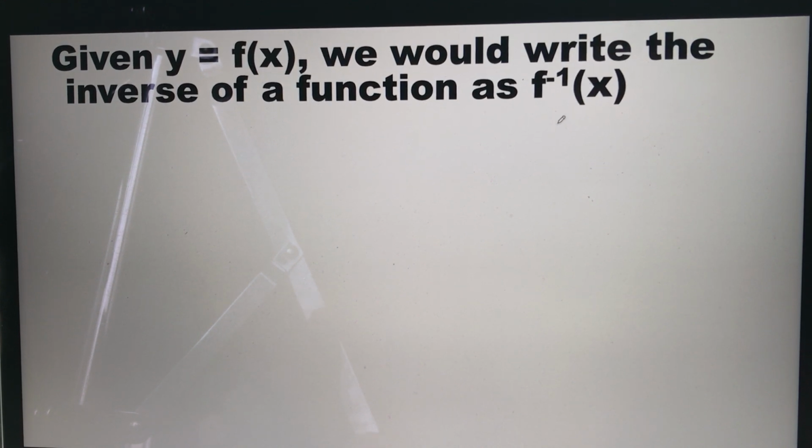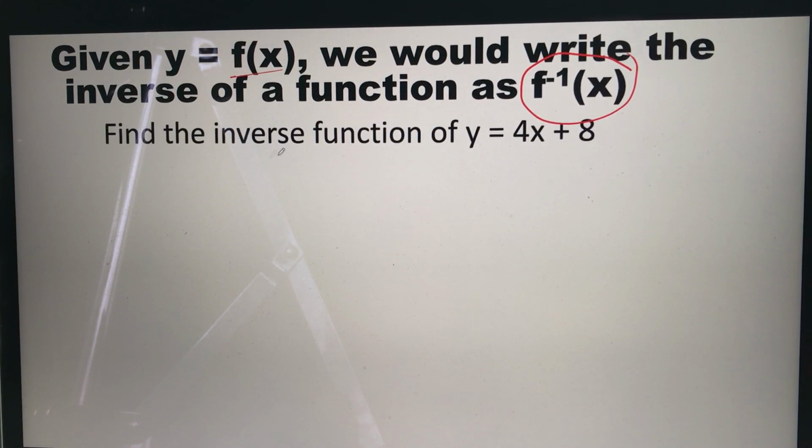So notation-wise, there's one more thing I want to point out. If we're given a function y equals f of x, we would write the inverse of a function as our notation f negative 1 of x. And I'll show you why I have to do this in a second. So find the inverse function of, we'll just do a straight line for now, y equals 4x plus 8, we'll just keep it simple.